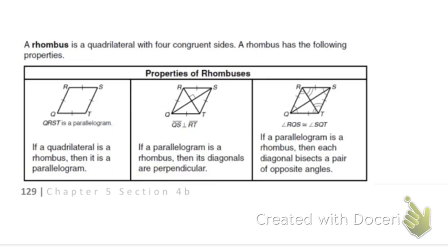Finally, we talked about a rhombus. A rhombus is a parallelogram with four congruent sides. That led us to, if a parallelogram is a rhombus, then its diagonals are perpendicular. So a rhombus has perpendicular diagonals. It also has the diagonals bisect the angles of a rhombus. All right, those are the big things we talked about on Friday.